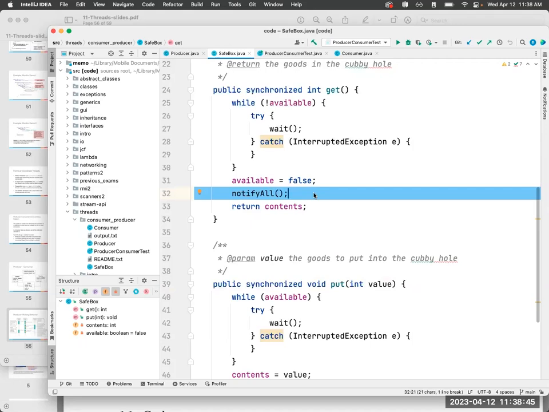It would allow producers to move on, but only one, because you have the lock, right? The synchronized lock. Only one of those producers would be able to move on. But the consumers, none would be able to go.